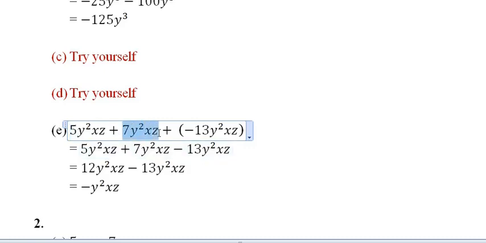Okay, 7y square xz, but this minus 13y square xz is a negative expression. So just put the plus signs. Okay, and plus into minus, it will be minus. So 5 plus 7, it will be 12, and this is 13. So here what we will do is that we will subtract. Okay, so 13 minus 12, it will be 1. But the magnitude of this negative number is more, so we will write the minus sign out here.